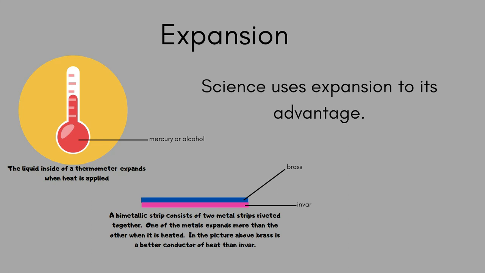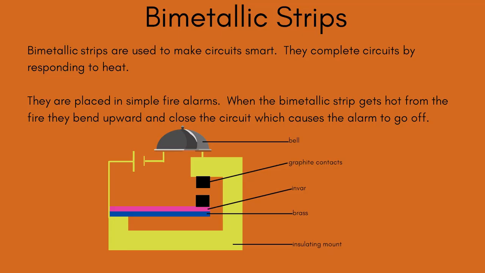A bimetallic strip consists of two metal strips riveted together. Bimetallic strips are often used in nifty devices such as fire alarms and thermostats. One of the metals expands more than the other when it is heated. In the picture above, brass is a better conductor of heat than invar.